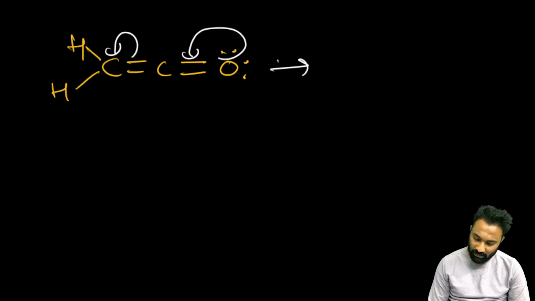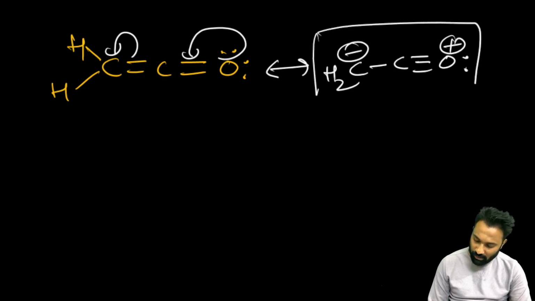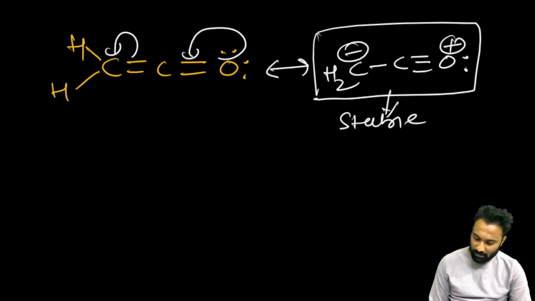Now when this molecule has been resonated, this carbon will get the CH2 and the oxygen will get the positive charge, because you can see this oxygen's octet has been completed. This is the more stable resonating form, because more octets are completed and the opposite charges are near.